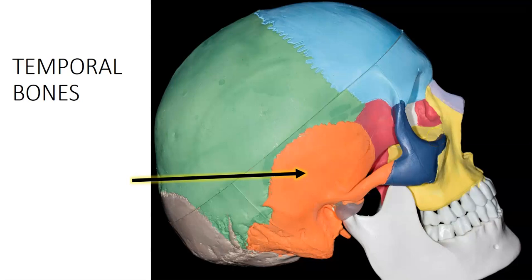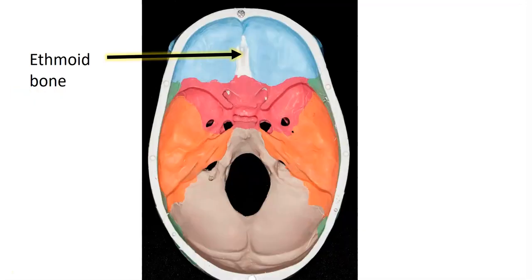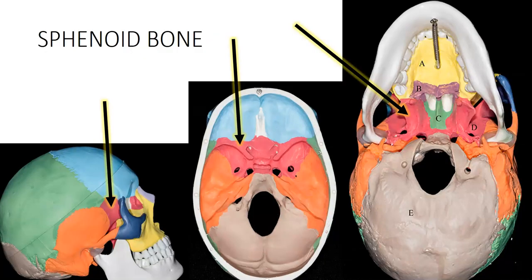Here's the temporal bone. It contains the ear, and here's the occipital bone in the back. Inside, if we take the top off the skull, we'll see the ethmoid bone. This is the sphenoid bone, the side, the inside, and the underneath surface. This one looks like a butterfly or a bat.